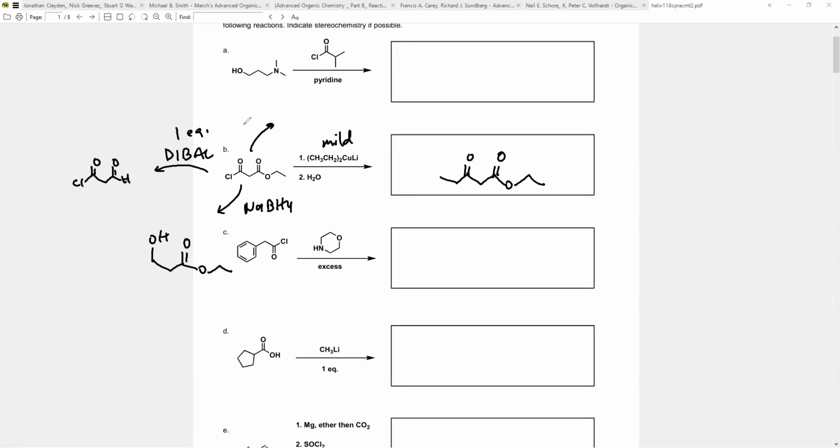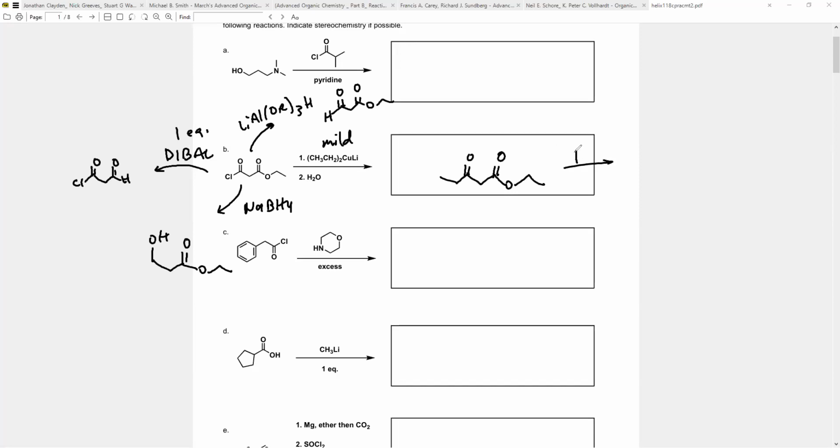Is there a way to only react with the acyl chloride in the same manner? And there is. We can use LiAlH(OtBu)3, the lithium aluminum trialkoxy hydride. That would only react with the acyl halide. Okay, so look at that chemoselectivity. So much stuff we can do.